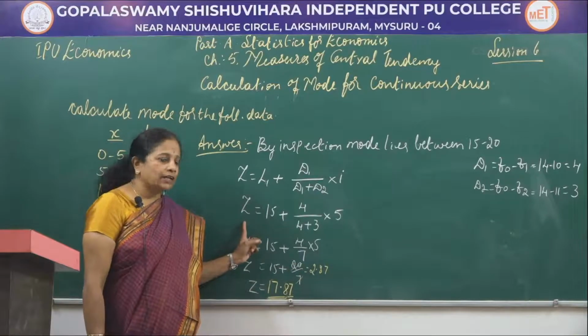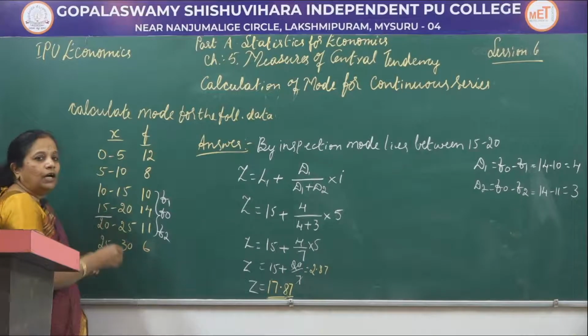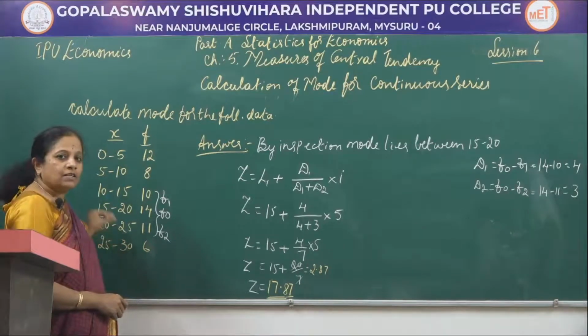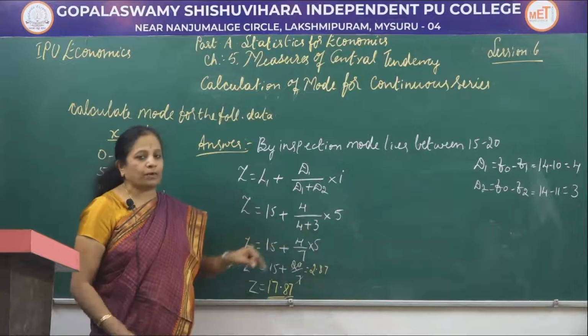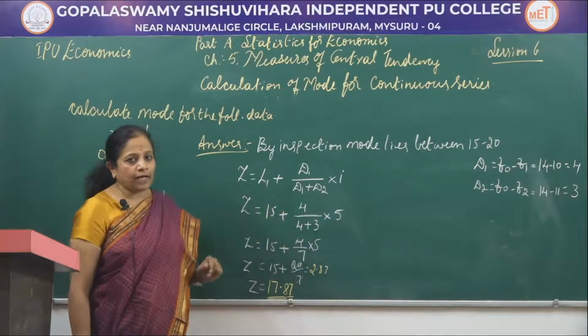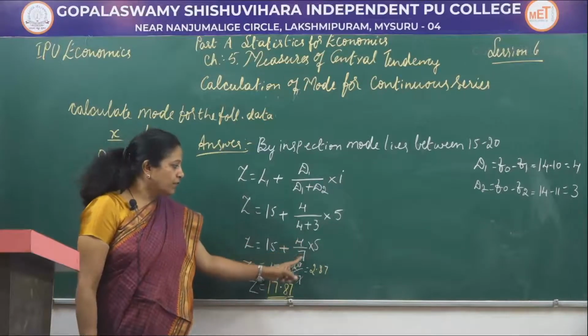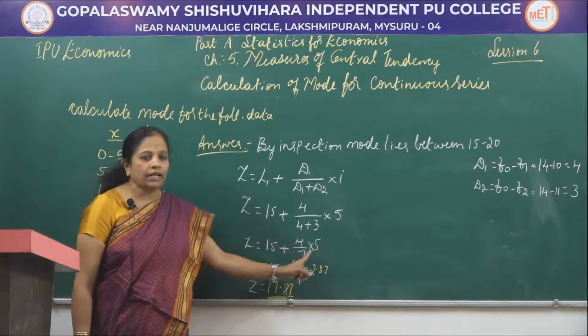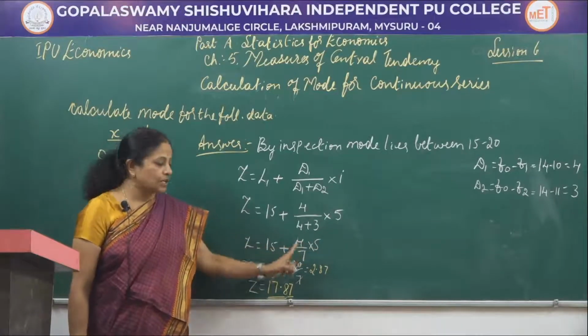For calculating the mode, first we should take the lower limit. The lower limit of the class is 15. So 15 plus 4 divided by 4 plus 3, multiplied by 5, that is the class interval. So 15 plus 4 divided by 7, into 5. 4 fives are 20.